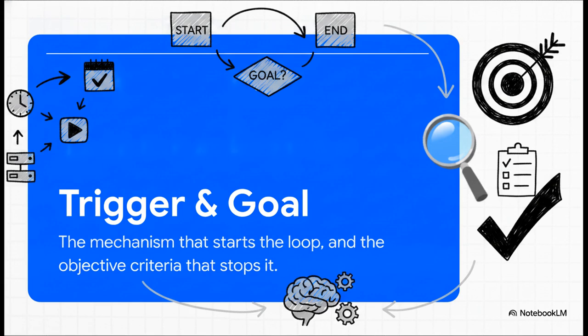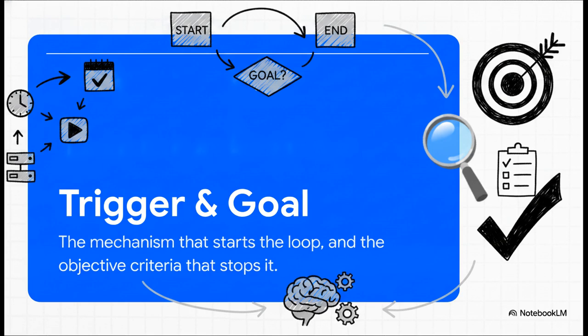The trigger is simply the mechanism that starts the loop. This could be an event, like a new GitHub pull request, or maybe an external data point, like, say, the final whistle of a World Cup match, automatically triggering a loop to update a score tracker app. But the verifiable goal is arguably even more important.